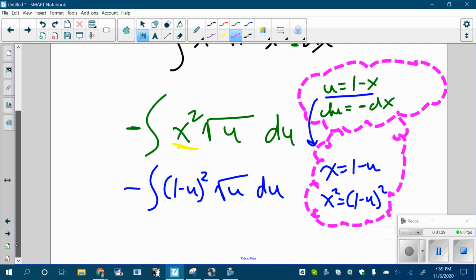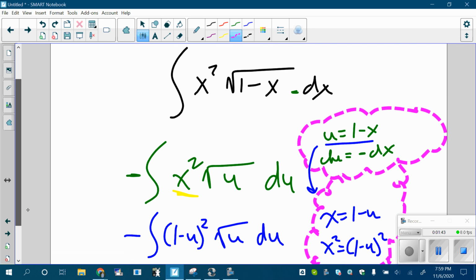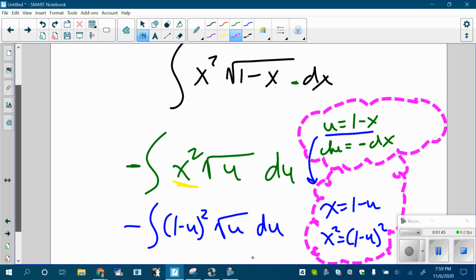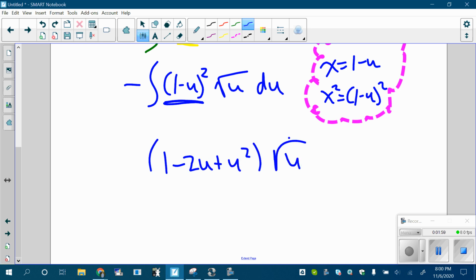So now, if you look at your integral, it almost looks more complicated, and in some ways it is. It looks very similar, and it almost looks more complicated. But the benefit is this is written in a way that we can simplify it. We can FOIL this out and get 1 minus 2u plus u squared. And then we can distribute that square root of u in.